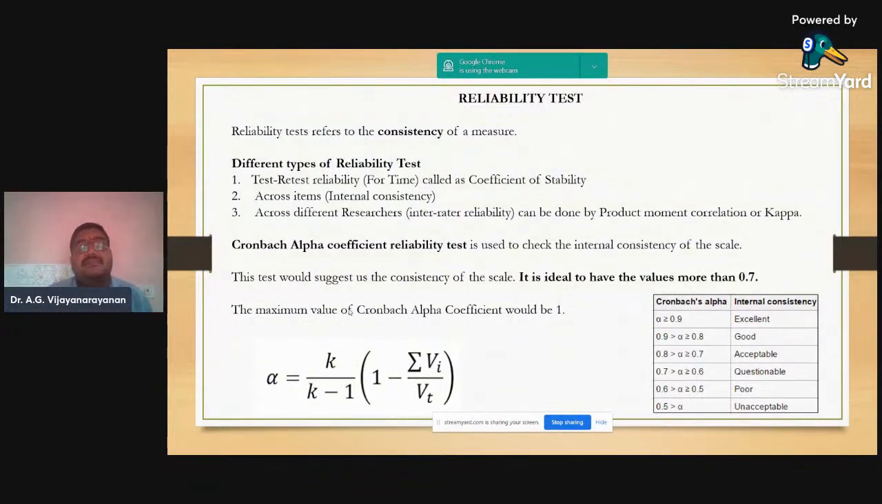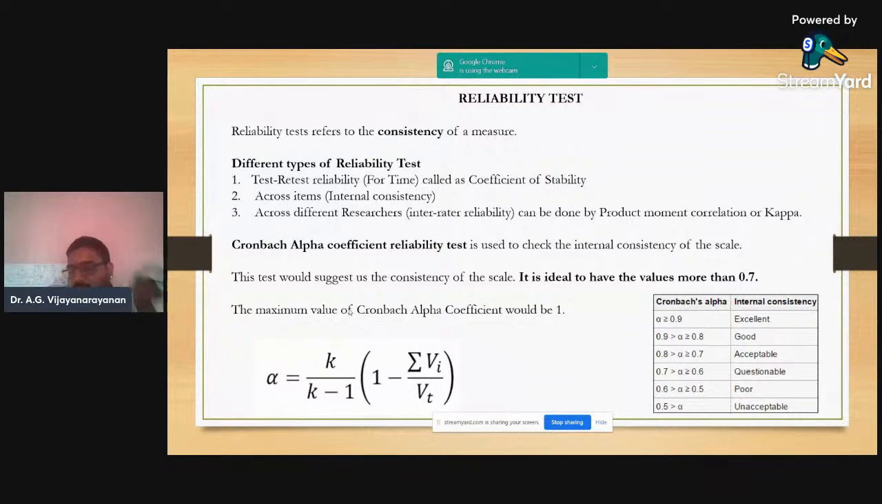Reliability refers to the consistency. In consistency we have 3: test, retest, that is for time, that is it doesn't change over the period of time. Across items in the sense the variables that you are listing in the questionnaire, and across different researchers, that is what we call inter-rater reliability. Across time, across variables, across different researchers, the questionnaire should be a reliable one. If a questionnaire gives one kind of answer to you and a different kind of answer to me, that is not a reliable questionnaire.